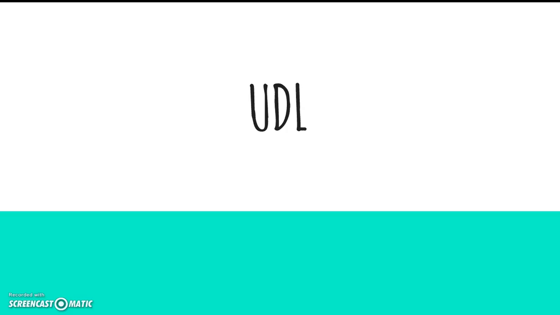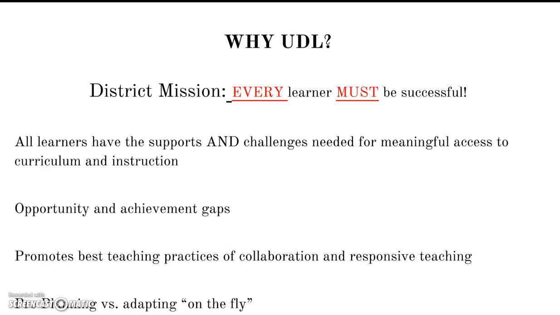So that takes us into digging into UDL. Again, pointing out our district mission that every learner must be successful, how does that lend into what UDL is? UDL is the idea that all learners have the supports and challenges needed for meaningful access to curriculum and instruction, recognizing that there are currently opportunity and achievement gaps in our students' experiences. And so how do we plan instruction to minimize or eliminate those?